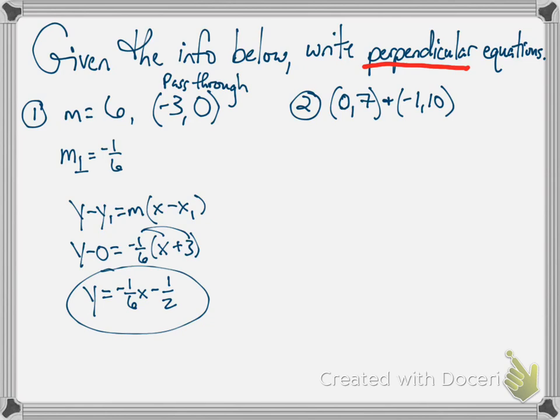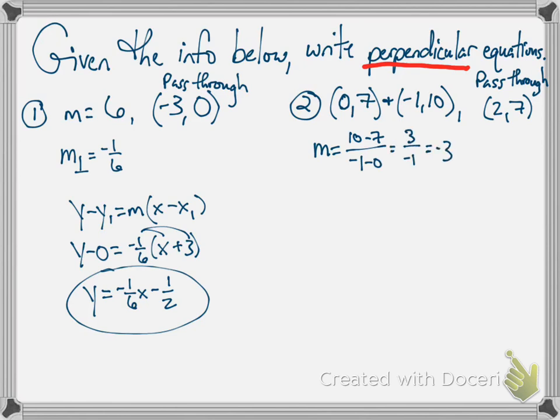Last one, same idea. I'm giving you two original points here, and we're going to say this will pass through the new line. Let's go with (2, 7). Again, just making up a point there. So I give you two original points. I need something perpendicular to it. In order to know what's perpendicular to it, I need the original slope. So I'm going to find the original slope by using my slope formula, which would be 3 over negative 1, which is negative 3. Perpendicular to negative 3 would be positive 1/3.